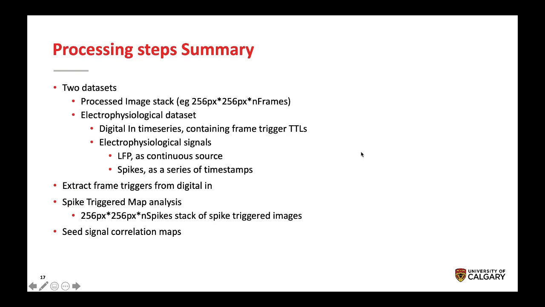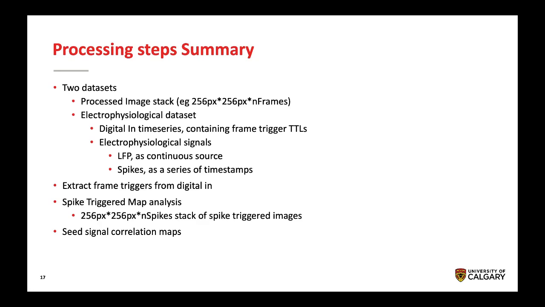Once you have completed modality-specific pre-processing, you should be left with two data sets, a processed image stack and a set of electrophysiological recordings. At minimum, you will have a digital in time series containing your frame triggers, along with at least one electrophysiological signal. These could be local field potential fluctuations or spike time series.